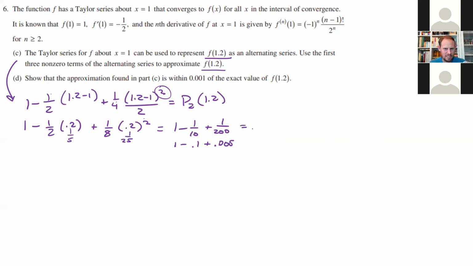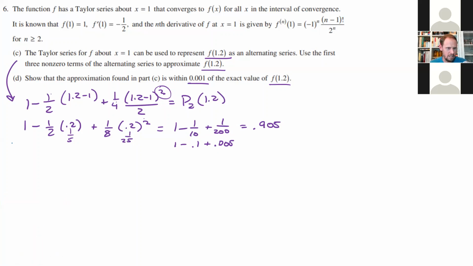So this is 0.905, I think. I don't know. I mean, we could always pull out the calculator. I guess this was calculator. Show that the approximation found in part C is within that of the exact value. All right, well, then we would look at the next term here.